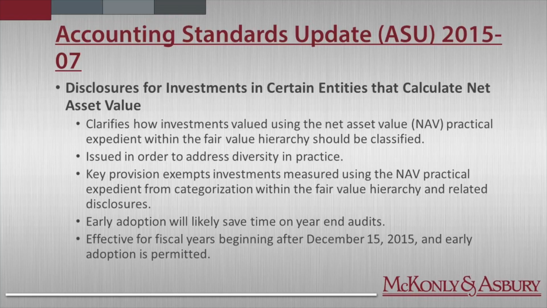So with this ASU, the purpose is to get rid of some of the diversity that's being practiced among different plans and to make sure everyone's on the same page, because that wasn't the case before. What this does is it allows these investments valued at NAV to not have to be classified within the fair value hierarchy table. Historically, they've had to be classified as level 1, 2, or 3, and now it eliminates that decision-making process. While it's not technically effective until years beginning after December 15, 2015, early adoption is permitted and oftentimes encouraged depending on what investments you have in your plan.